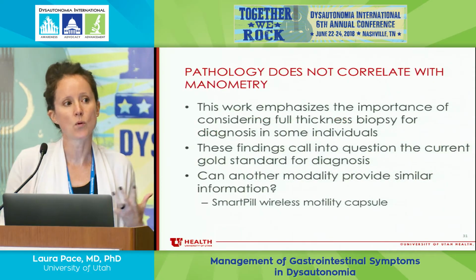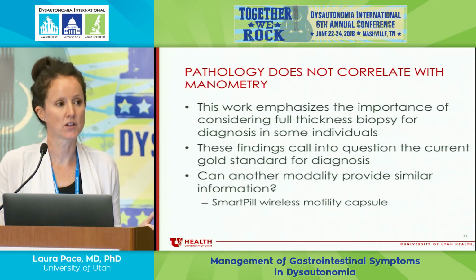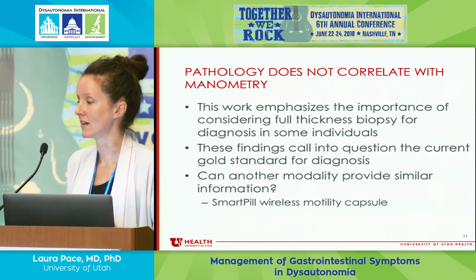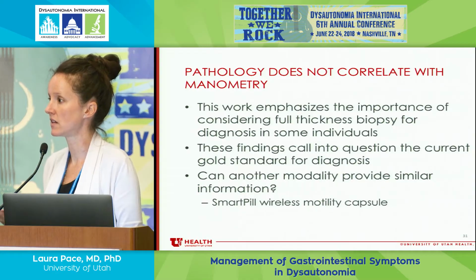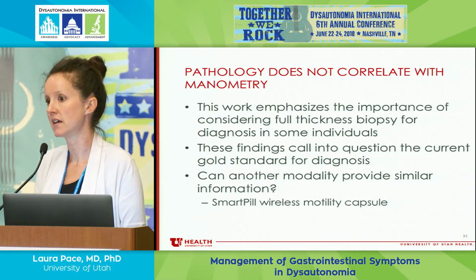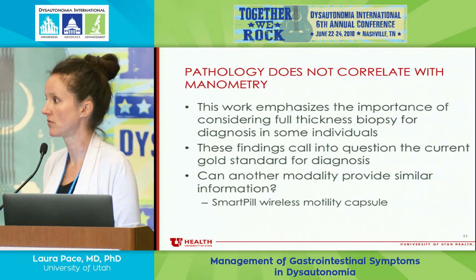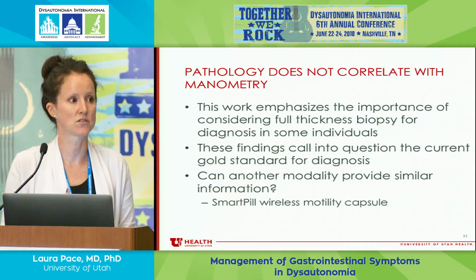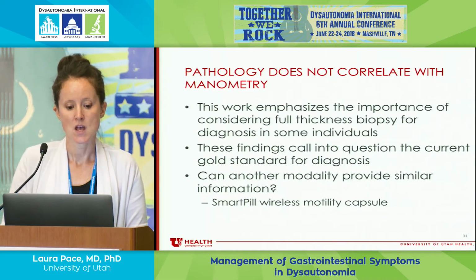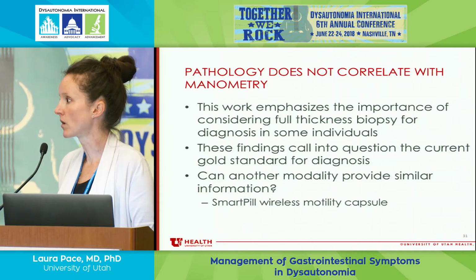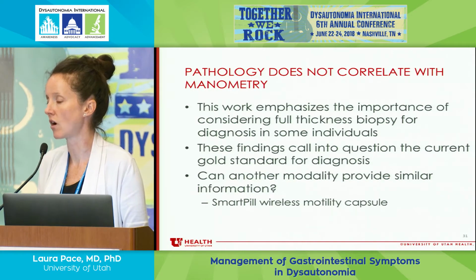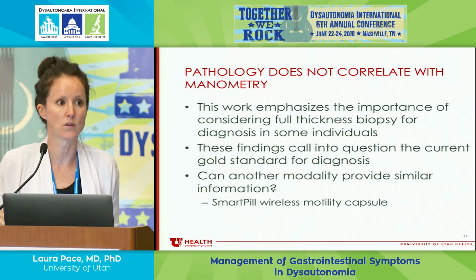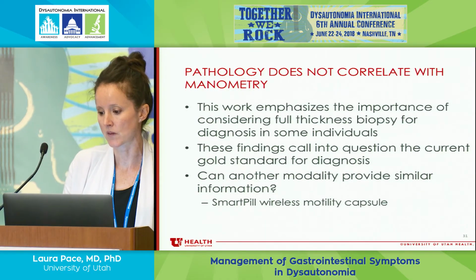So the take-home point from that section really is that the pathology does not correlate with the manometry. So maybe all we need is to identify that there actually is an anomaly, and then consider pursuing a full thickness biopsy to get the true diagnosis, because that would really change the direction of our therapy. And this is why I think the smart pill could offer this at a number of centers rather than these specialized centers that can perform the intraduodenal jejunal manometry.